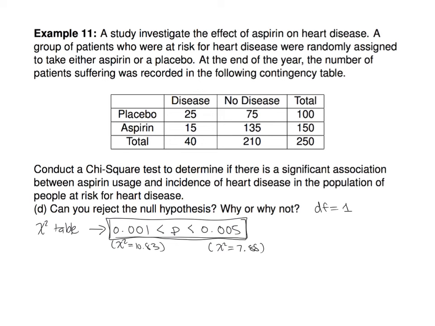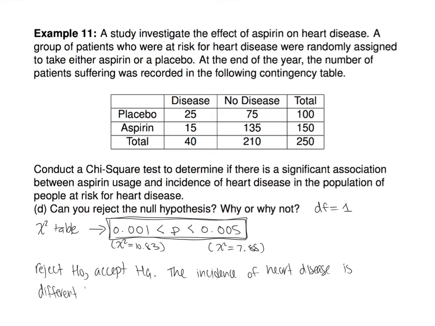When you do this, make sure that your alligators eat the bigger numbers. And so this tells us that yes, we can reject H0 and accept HA. What this tells us is that the incidence of heart disease is different between these two groups.